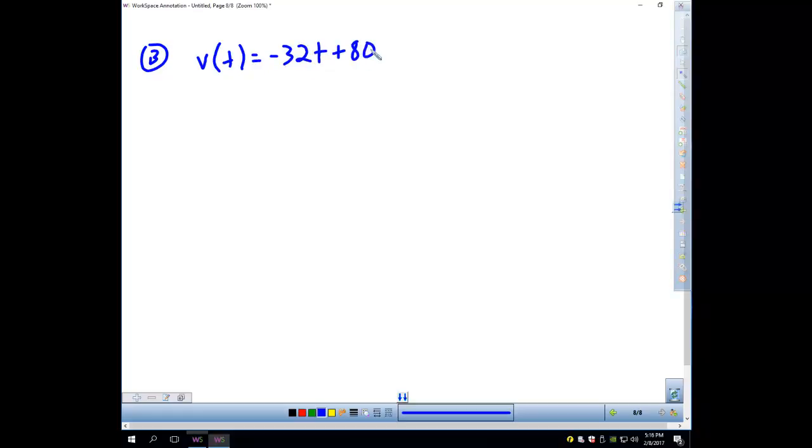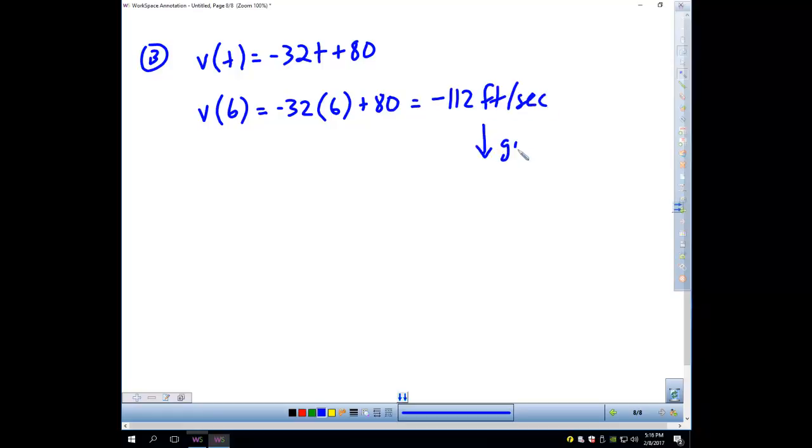So my velocity function is negative 32t plus 80. Just use my derivative for that. I plug 6 in because it was 6 seconds before it hit the ground. That's going to give me negative 112 feet per second. Again, negative 112 because that ball is going down, and going down in a hurry, at the moment that it hits the ground. Okay, negative 112 feet per second.